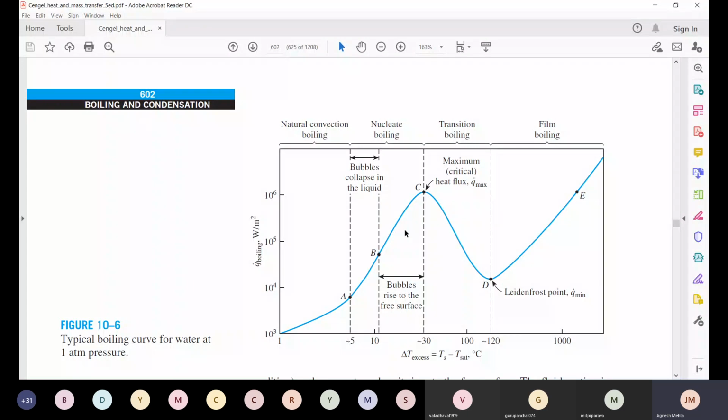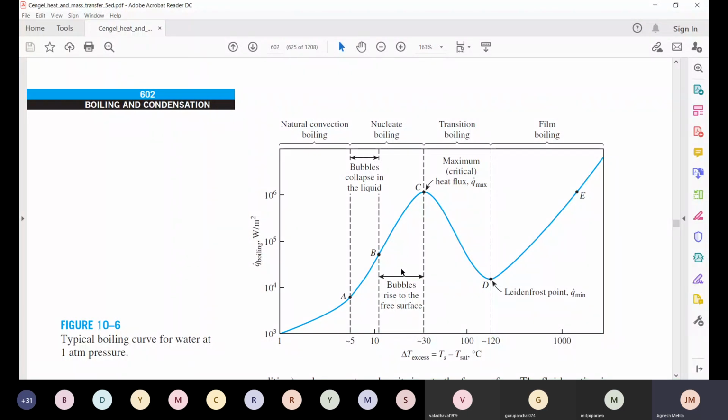So in the later part, B to C, the bubbles rise to the surface, and if you go further, there is an increase in the heat flux. So point C is the point of maximum heat flux or critical heat flux. So at that point you get the maximum heat flux, at a temperature T excess of around 30 degrees. Right, it is exceeding 10 raised to 6, so even more than 1 megawatt per meter square.